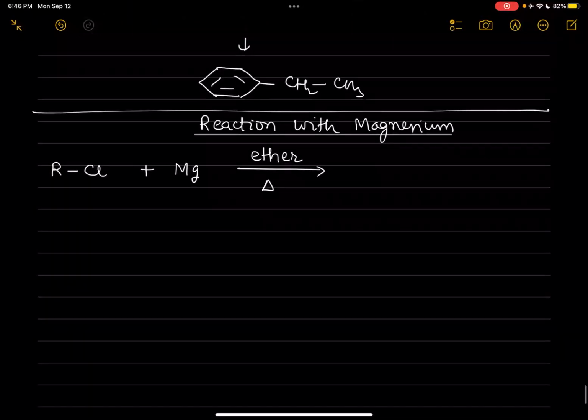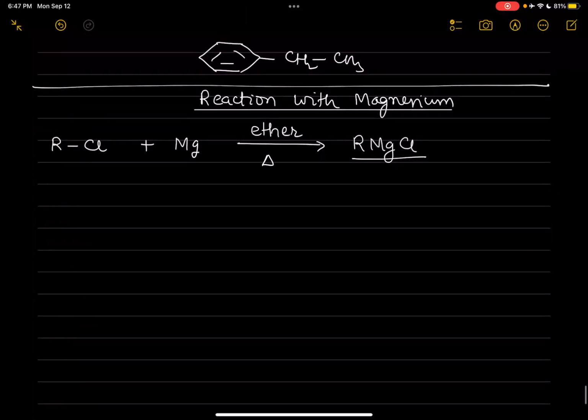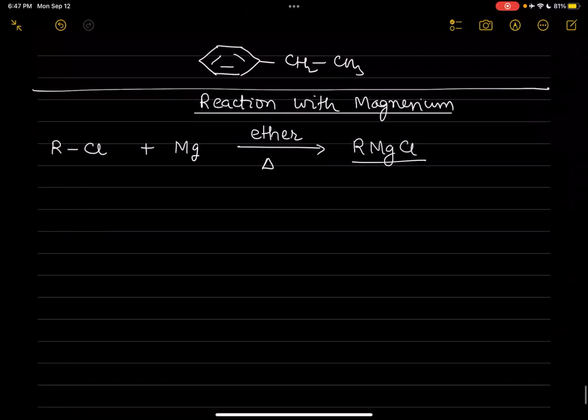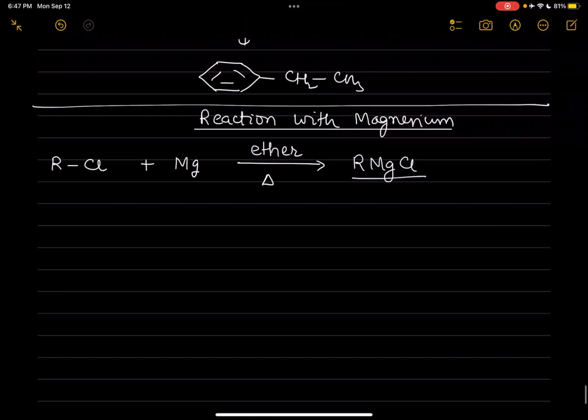So what happens here is, I will write an overall reaction. The magnesium will be inserted between the alkyl group and the halogen. How is it possible that the magnesium got inserted? Anushka, any idea? No, sir. Tell me. How is it possible that the magnesium is inserted?